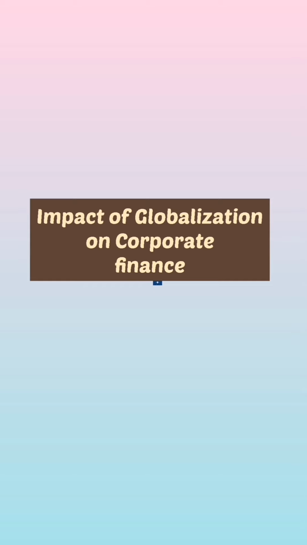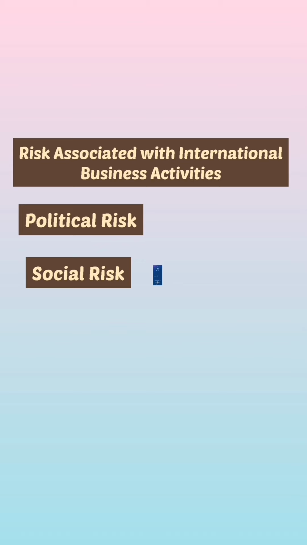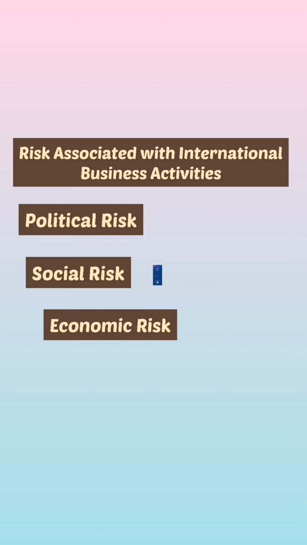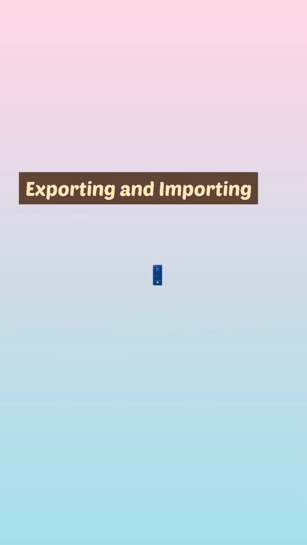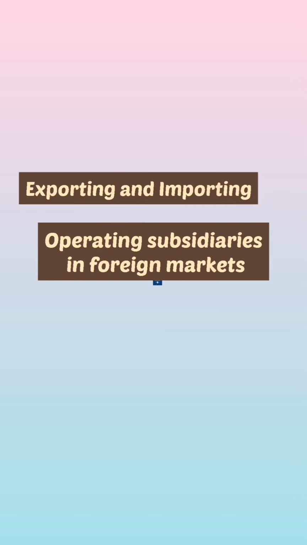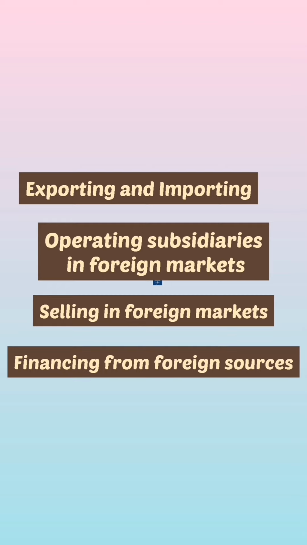First, risks associated with international business activity. Second, political risks. Third, social risks. Fourth, economic risks. Fifth, forms of international business activity. Sixth, exporting and importing. Seventh, operating subsidiaries in foreign markets. Eighth, selling in foreign markets. And lastly, financing from foreign sources.